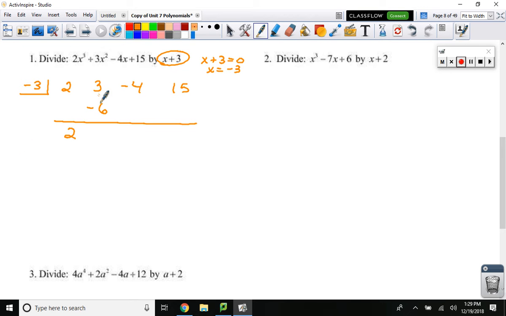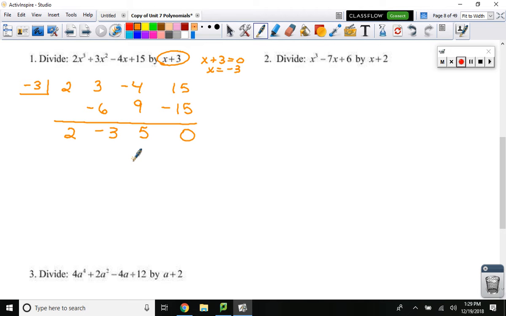And now I've got two things above the line, right? So what do I do with those? Add them, and I get negative 3. Now I've got a value below the line, so what do I do? Multiply, and I get positive 9. Now it's above, so what do I do? Add, 5. Multiply, negative 15, add, 0.